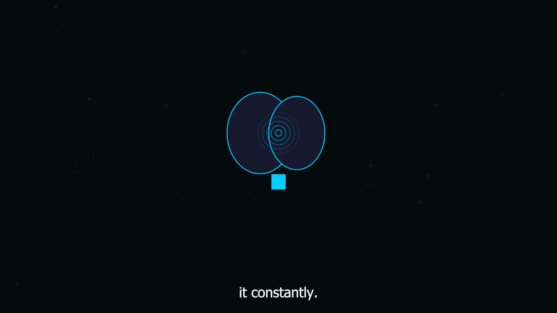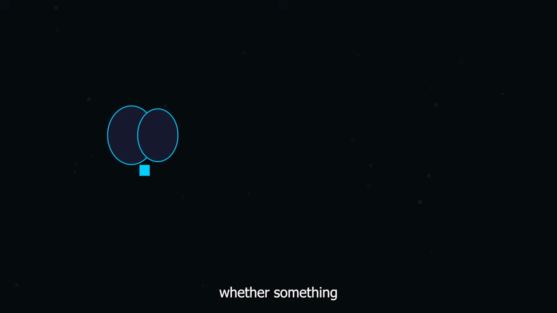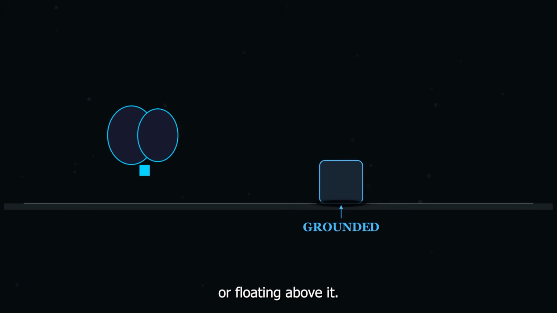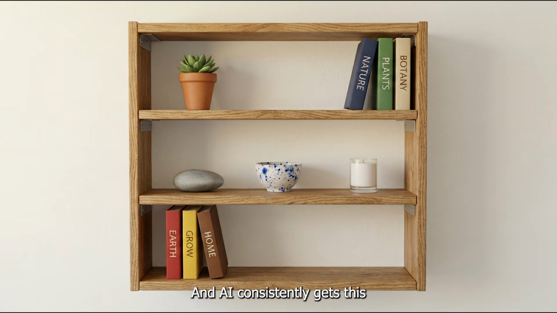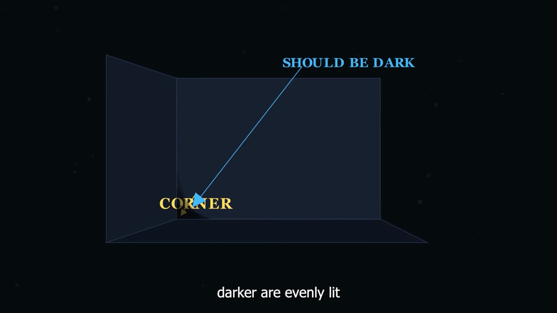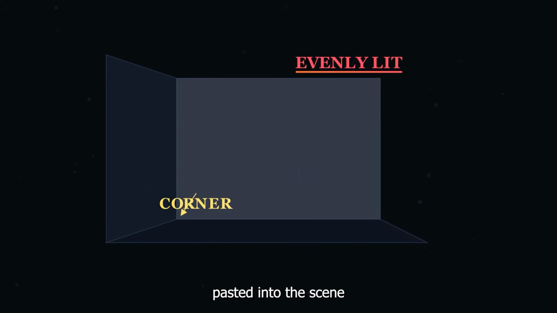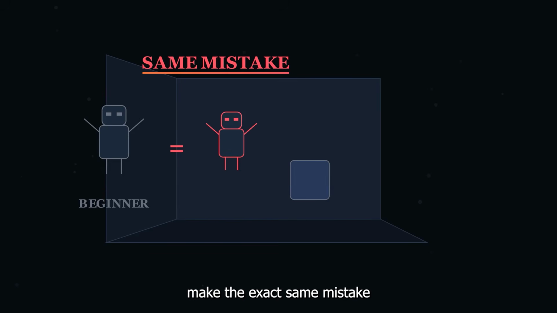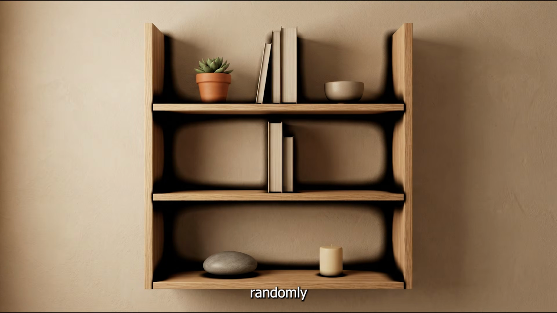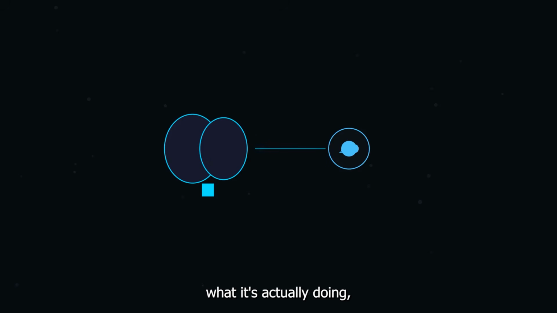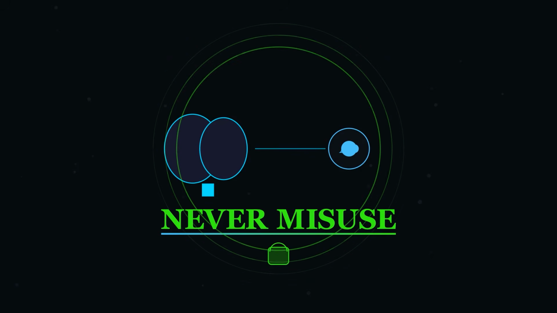your brain uses it constantly. It is how you tell whether something is sitting on a surface or floating above it. It's how you read depth without even thinking about it. And AI consistently gets this wrong. Corners that should be darker are evenly lit. Objects look pasted into the scene rather than actually sitting in it. And beginner Blender artists make the exact same mistake because they either skip ambient occlusion entirely or crank it up randomly without understanding why it exists. Once you understand what it's actually doing, you'll never misuse it again.